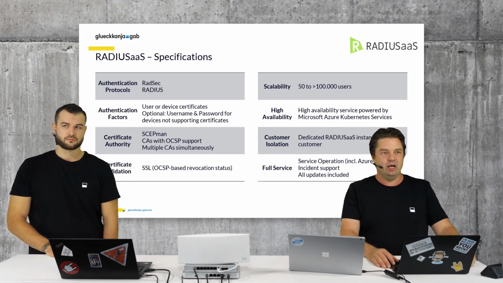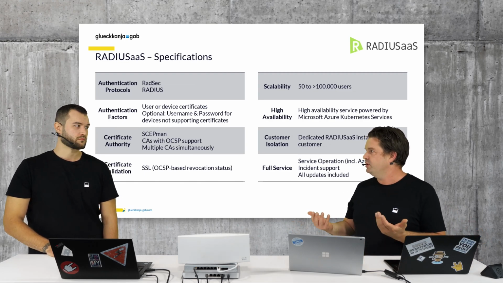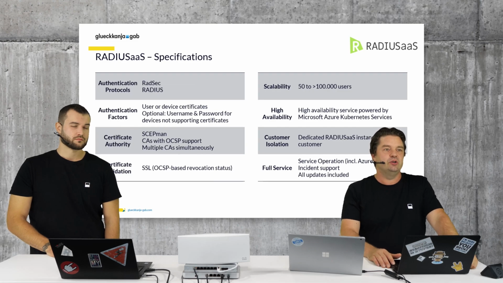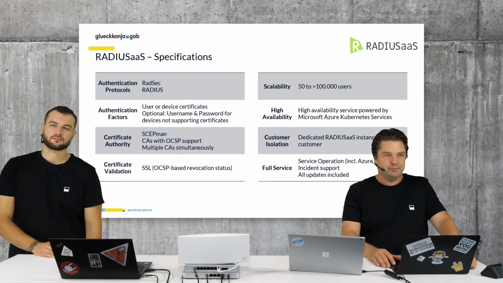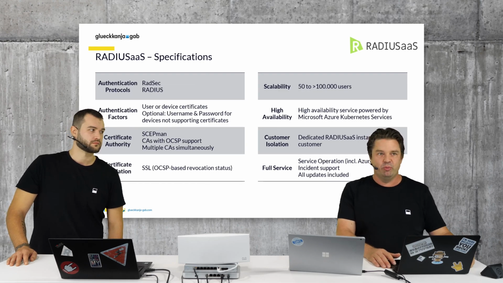You can bring your own CA with you, or you can use, let's say, Scapman. If you have our Scapman service running, you can use the Scapman provider CA. We scale up to 100,000 users, no problem for us.